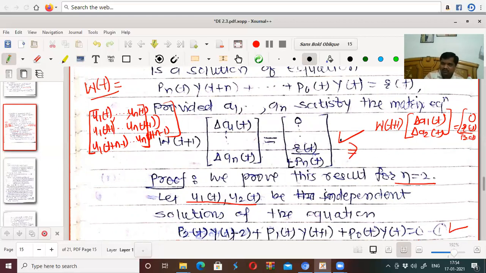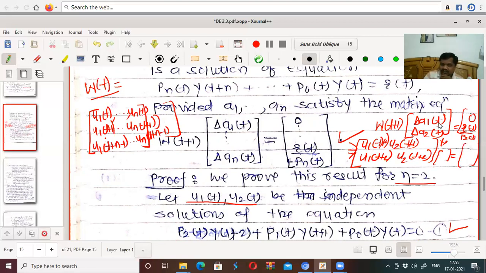That a1(t), a2(t) satisfy this means what? What is the Casoratian matrix here? u1(t+1), u2(t+1), u1(t+2), u2(t+2), into the same matrix, equal to again the same matrix. And what does this imply?